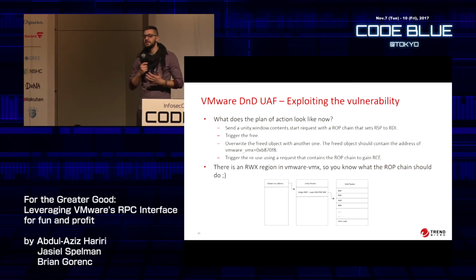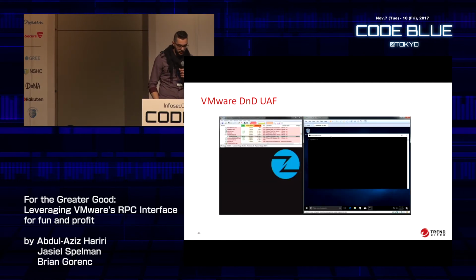In order to make things easier, I think as of version 12.5.7, I did not check on the recent version, VMware contains an RWX region. So basically, all you have to do is call memcpy, copy your payload into that region, and then return to it. It's game over. I think that's basically it. So let me show you a demo of how it works.